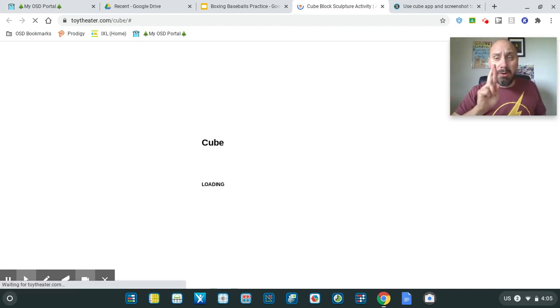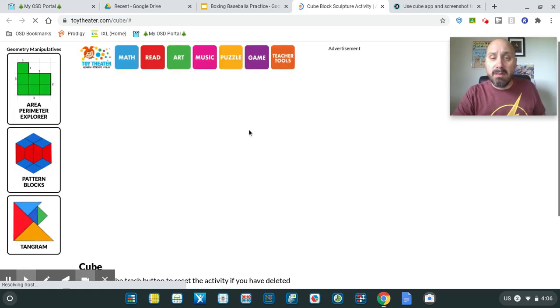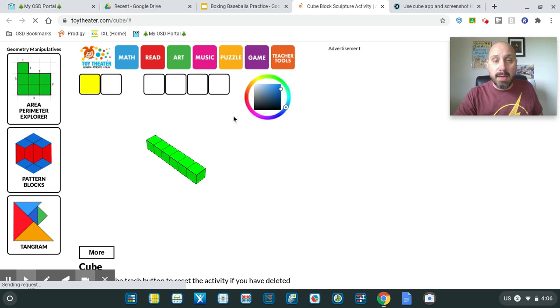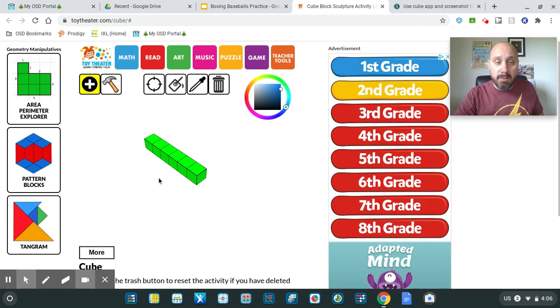Now, crossing my fingers, I am hoping that my previous work is already saved on here and I don't have to redo it. Come on, green. Come on, green rectangular prism. It's taking forever. Must be an awesome rectangular prism. I think it is. Okay. Oh, it is there. Okay, good.